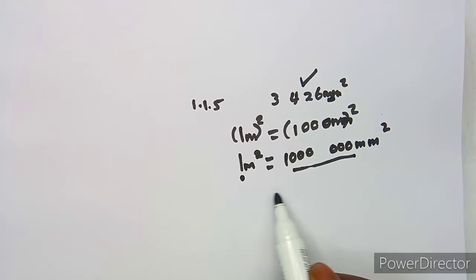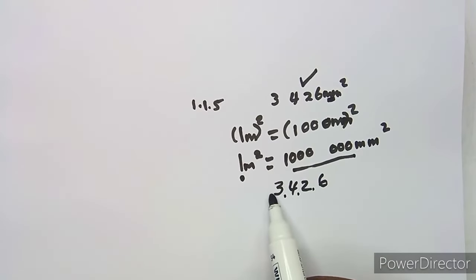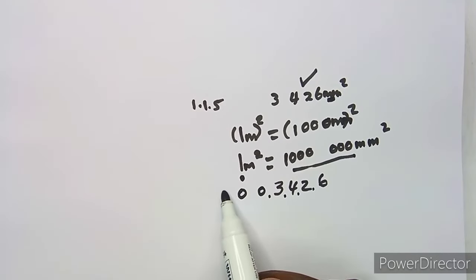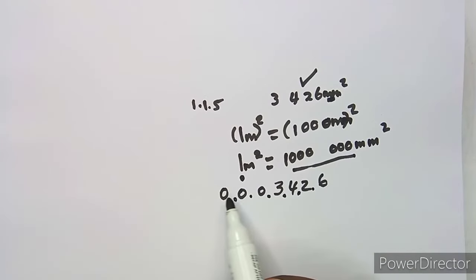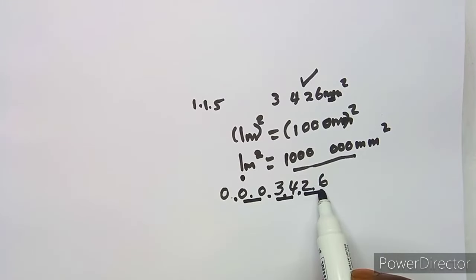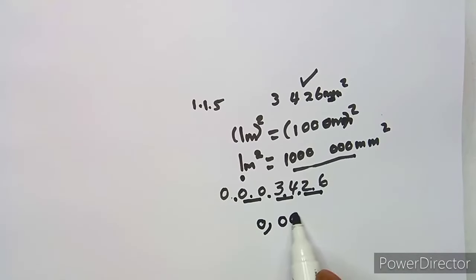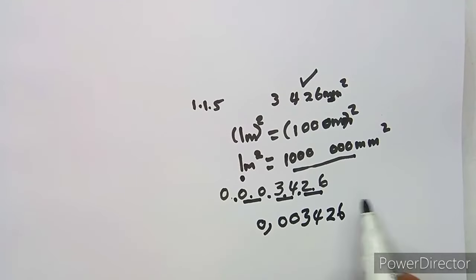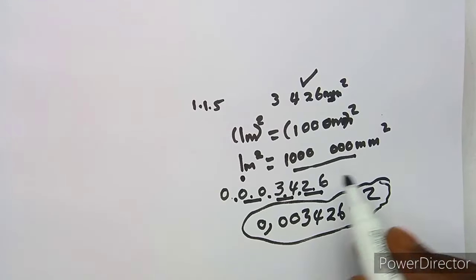This number, we are going to have something like 3 4 2 6, and we count 1, 2, 3, 4, 5, 6, and that's where we are going to have it, because remember you're supposed to have 6 digits after the comma. So our answer is going to be 0,003426, which will be in square meters. So that's what you are having, or you simply do it directly on your calculator.